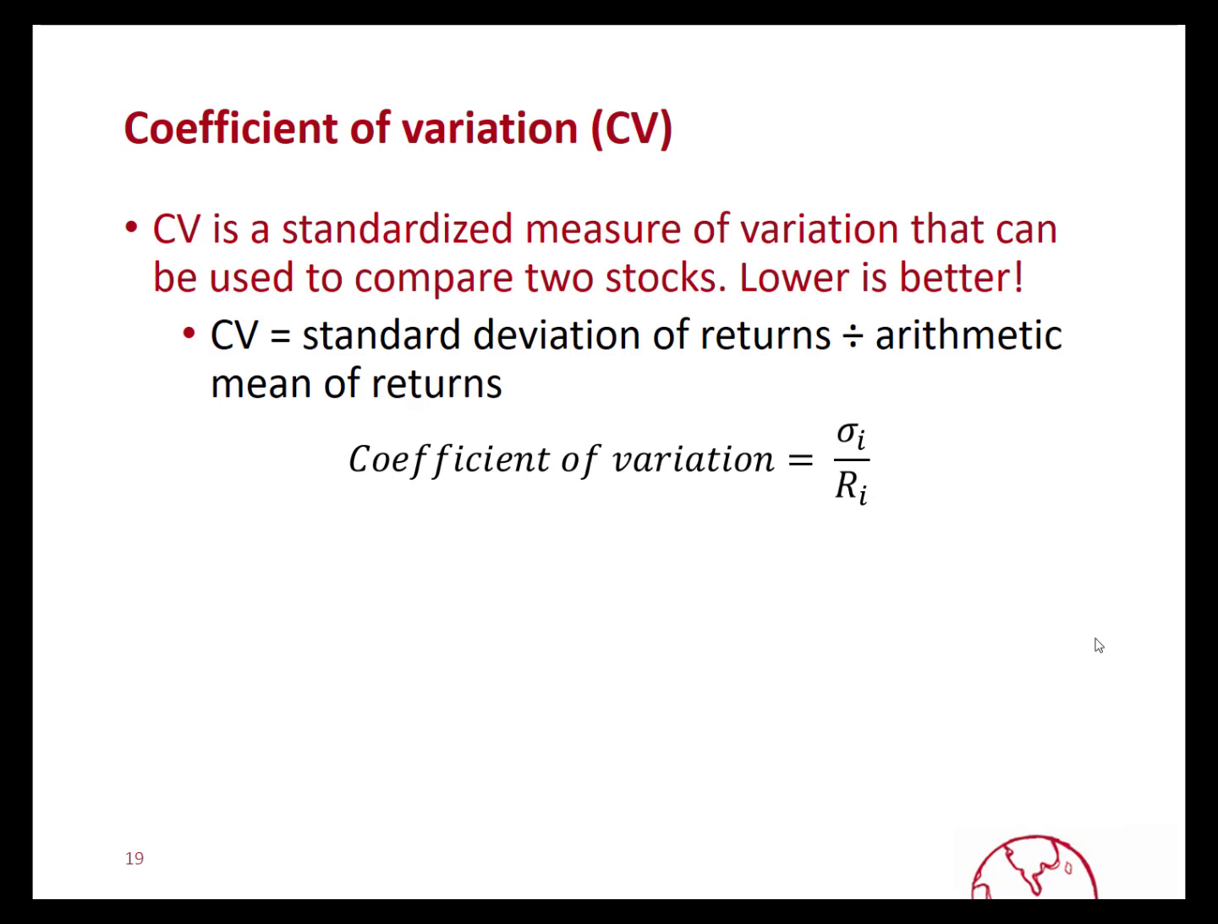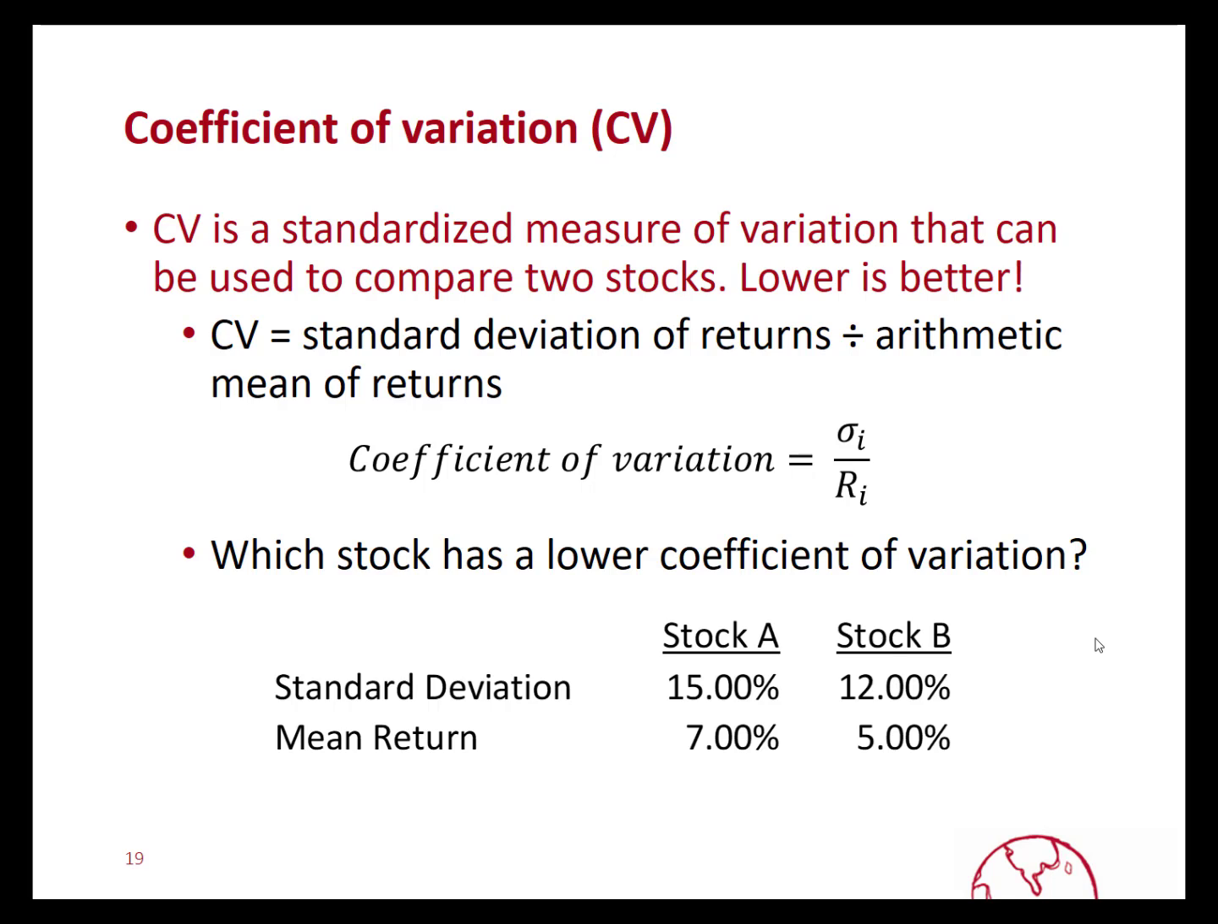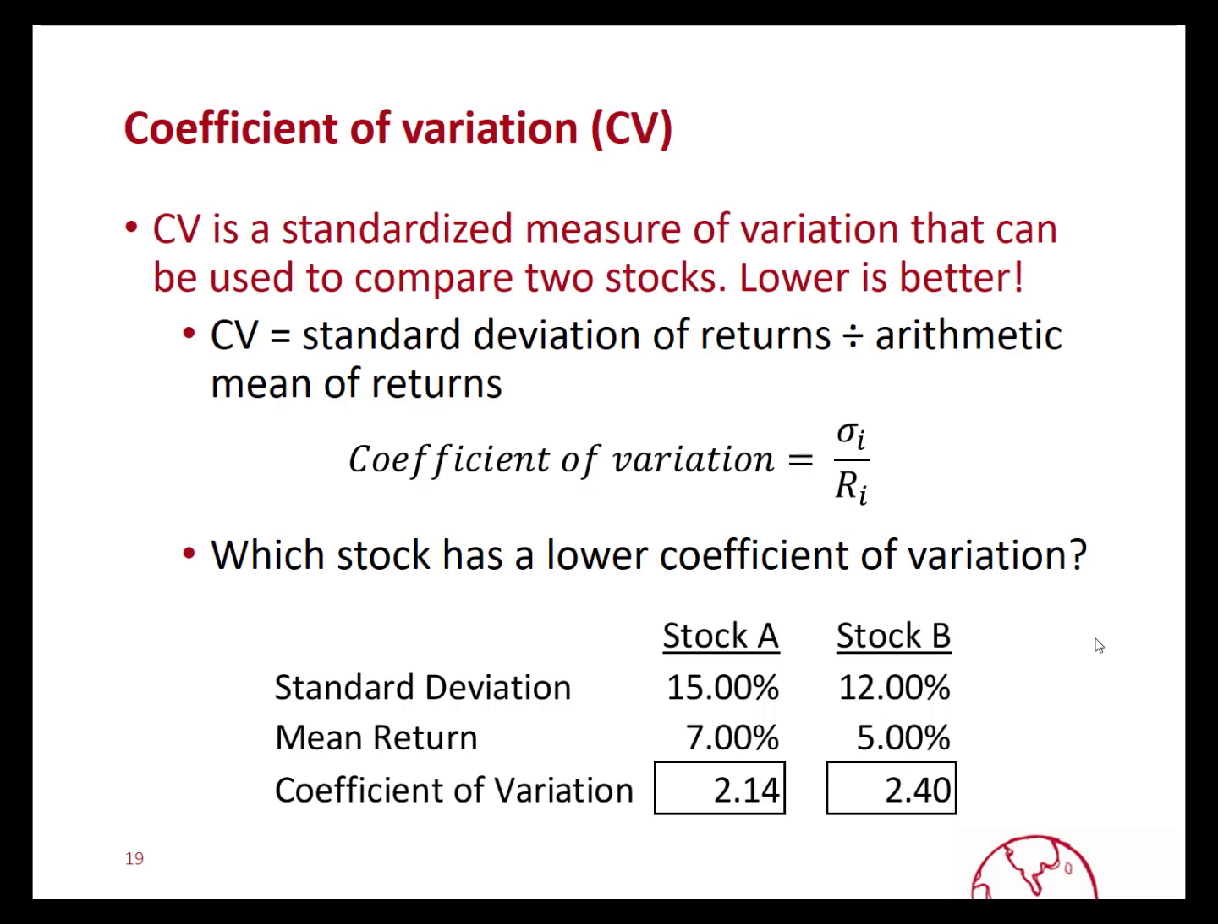Another measure that you can use to standardize sigma, or the standard deviation, across two different stocks is to take the standard deviation and divide it by the arithmetic mean of returns. This is called the coefficient of variation. It gives you a measure of how much variation there is per unit of return. Stock A has a standard deviation of 15% but a mean return of 7%. Stock B has a standard deviation of 12% per annum and a mean return of 5%. Which one's better? You can't judge it simply by the absolute size of the returns because one is more volatile than the other. If you use the coefficient of variation, you would see that stock A has 2.14 and stock B has 2.4. The lower is better, so we want stock A.